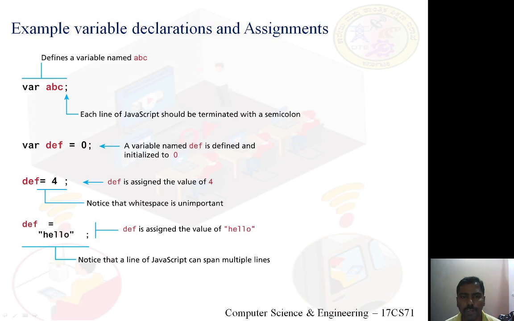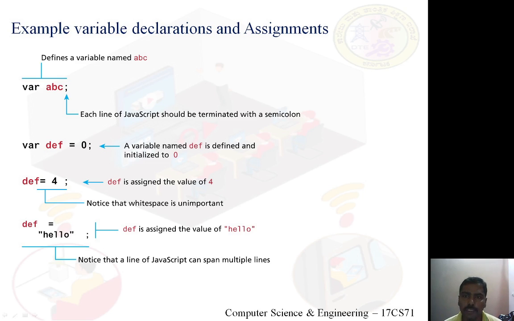The next statement, var def equals 0. Here it declares a variable named def, and it initializes it with a numeric value 0. Now I said while def has been declared, it is initialized with the number 0. Later, in the next statement, this value gets changed and it will be overwritten with 4.